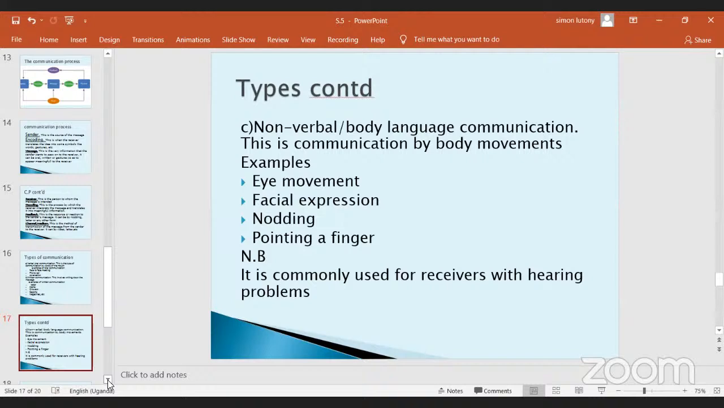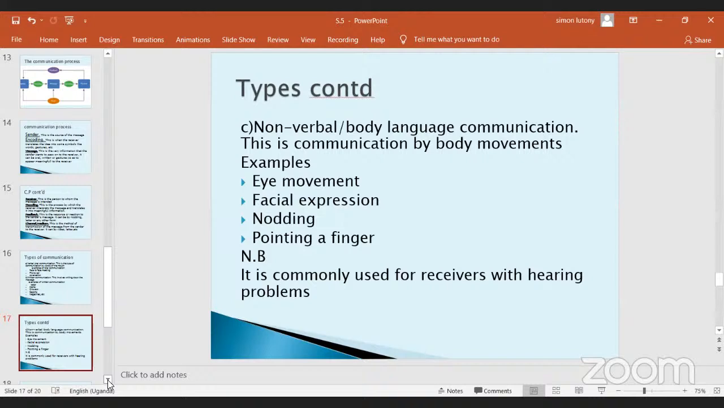Facial expression. Some people put on very grumpy faces, and before they say any word, you can easily tell that teacher so and so is annoyed. Teacher so and so is very happy, based on the facial expression. So your facial expression is under non-verbal communication because you use your body to communicate. You don't speak, you don't write any word, but you just use your body. Number 3, we have already seen, that is nodding. And then number 4, we have pointing a finger.